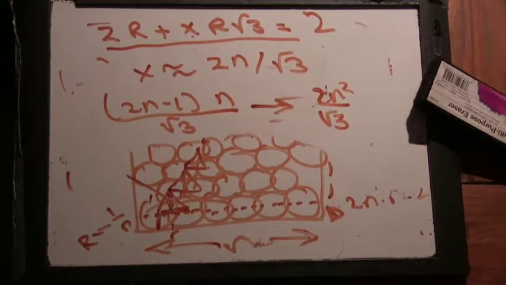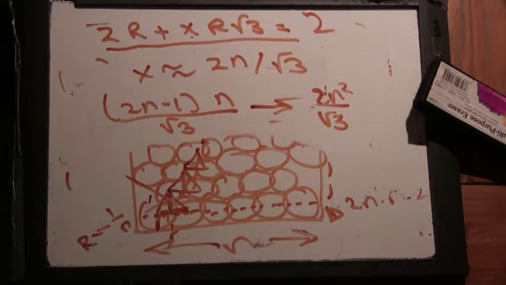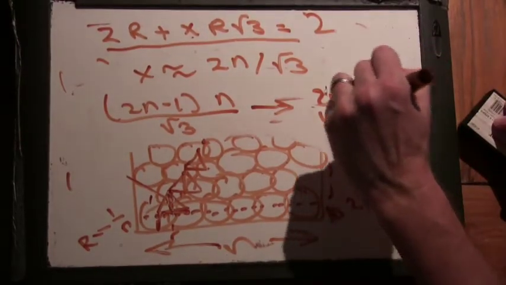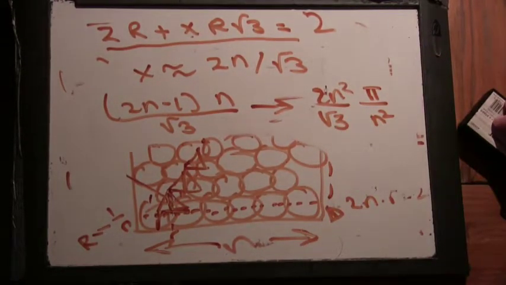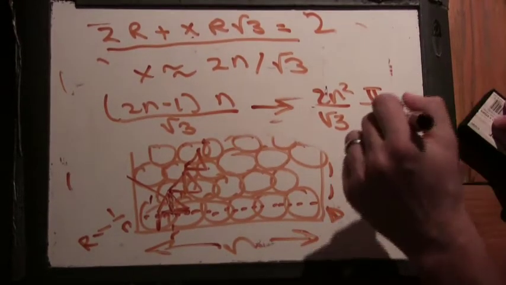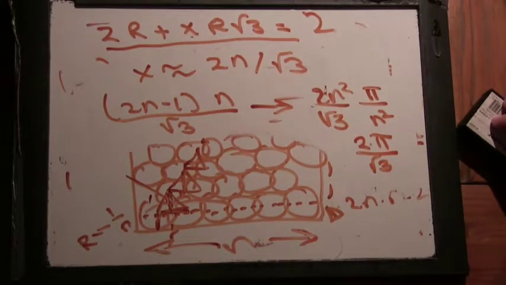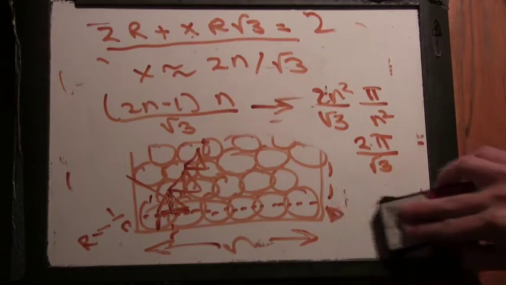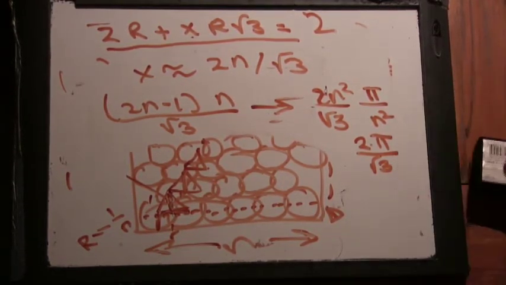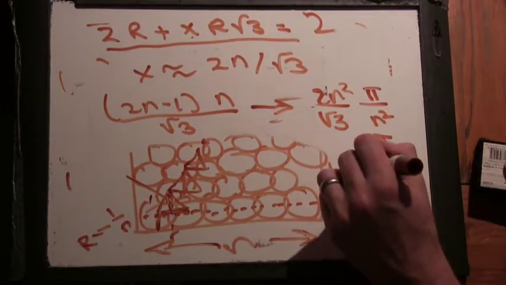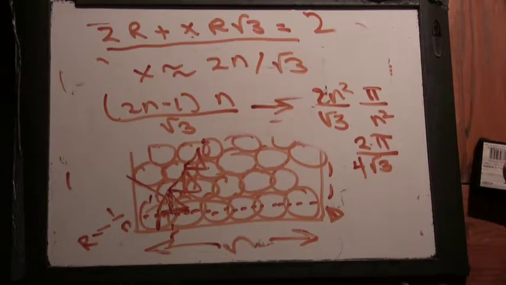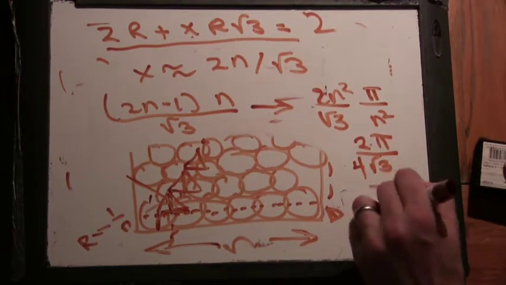Okay, and what's the radius of each circle? It's 1 over n. So then pi times 1 over n squared times that. So it's 2 pi over root 3. Okay, and then now our square has area 4. So we have to divide this by 4 to get my percentage. And so I get pi over 2 root 3.